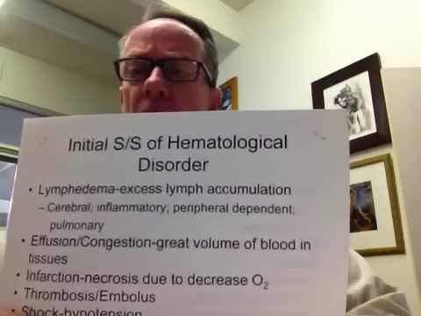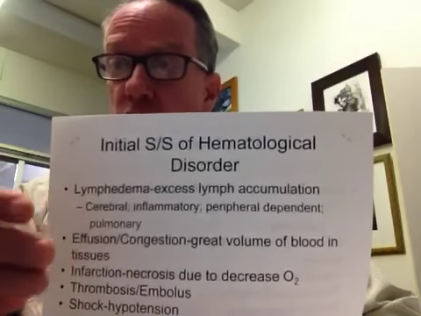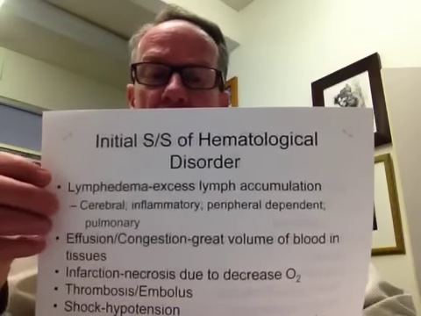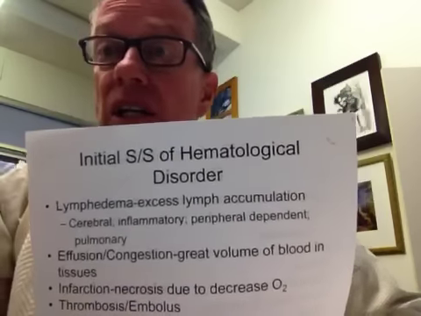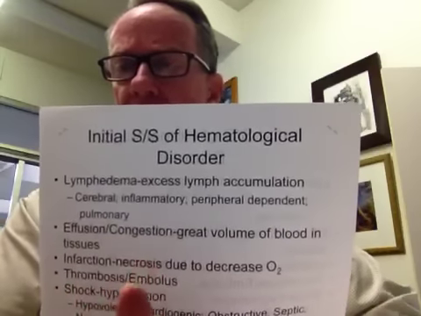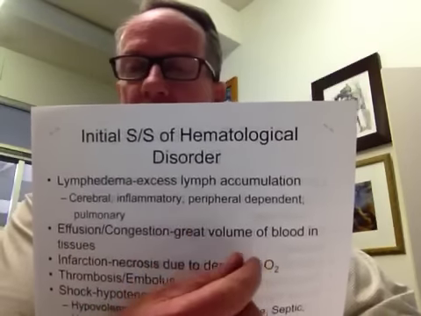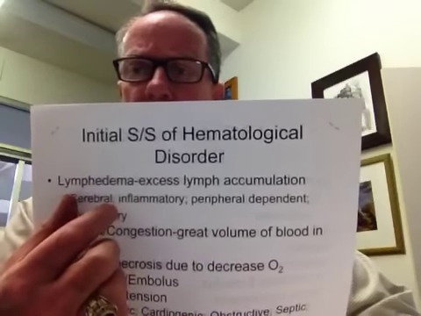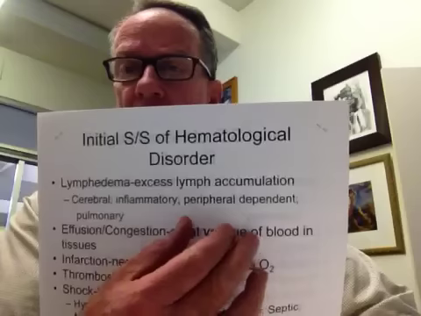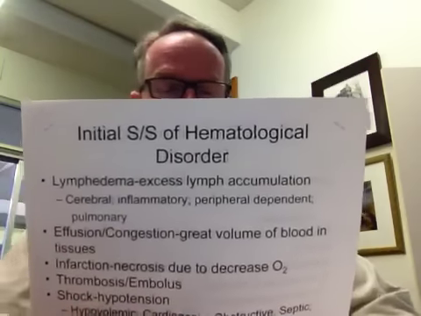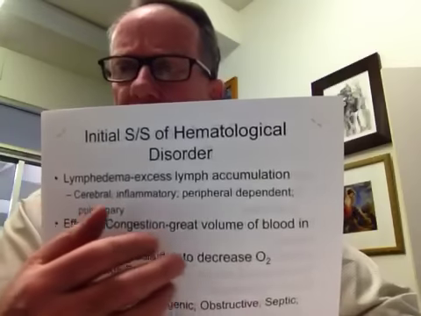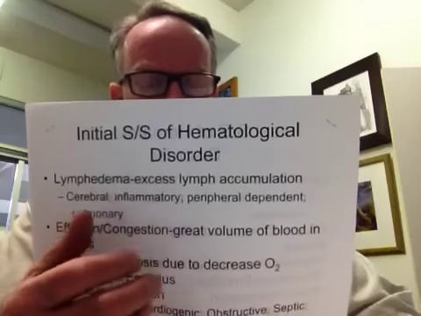And there are signs and symptoms that are generalized to the various constituent parts of the blood that can be disease, but under the umbrella of signs and symptoms are lymphedema, where excessive lymphatic buildup occurs. We've talked about this in dependent edema previously, but these edematous swellings can be in the cranium. They can be inflammatory in nature. We've talked about peripheral edema, and also pulmonary edema associated with congestive heart failure. There's a great volume of blood in the tissues.